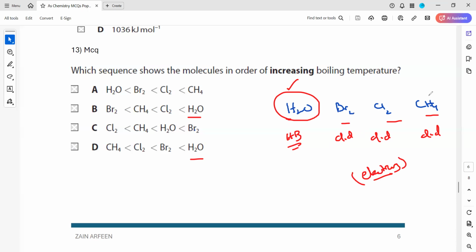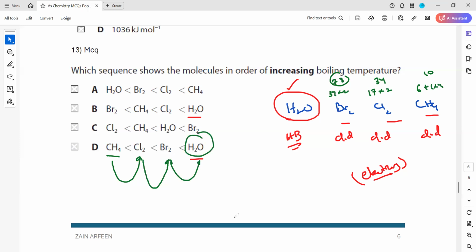So when you check CH4, carbon has 6 and hydrogen has 1 times 4, so a total of 10 electrons are there. For chlorine, it is 17, so 17 multiplied by 2 makes 34. Here, this is 39 multiplied by 2, so it will make 78. The one with the higher number of electrons will have the higher boiling point. So the order will be CH4, which has 10 electrons, then Cl2, which has 34, then 78, and then the water because of the hydrogen bond.